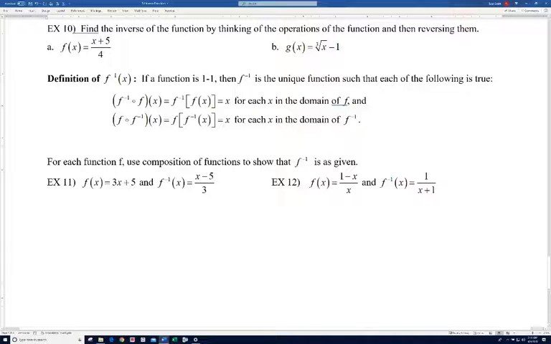On letter A, the function f takes an input, and the first thing it does is add 5 to your input, so x plus 5, because your input is x, and then you divide by 4. So whenever you plug in an input, you're going to add 5 and then divide by 4.